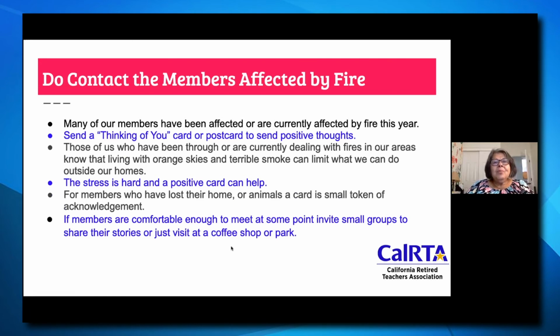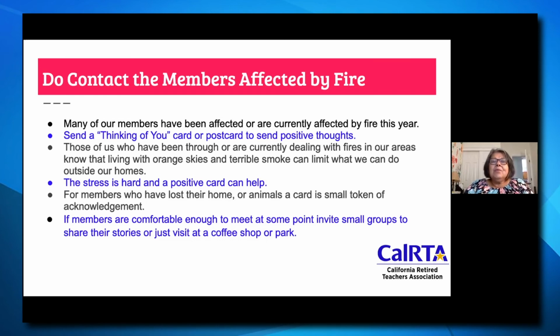That could be, and then it'd be bulk mail. So I brought this up because right now we know there's a lot of members affected by fire, either in the past or what's happening right now. I think it's really important to send some kind of card or postcard to them, thinking of you, to send positive thoughts. I know for a fact that the post office holds the mail for people whose homes are lost or who have been evacuated. And they hold it, and then they'll get it to those people through a process.